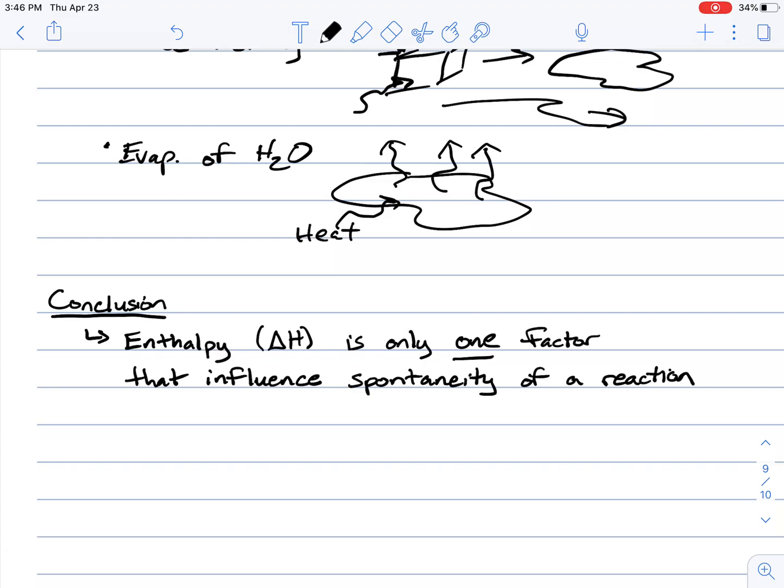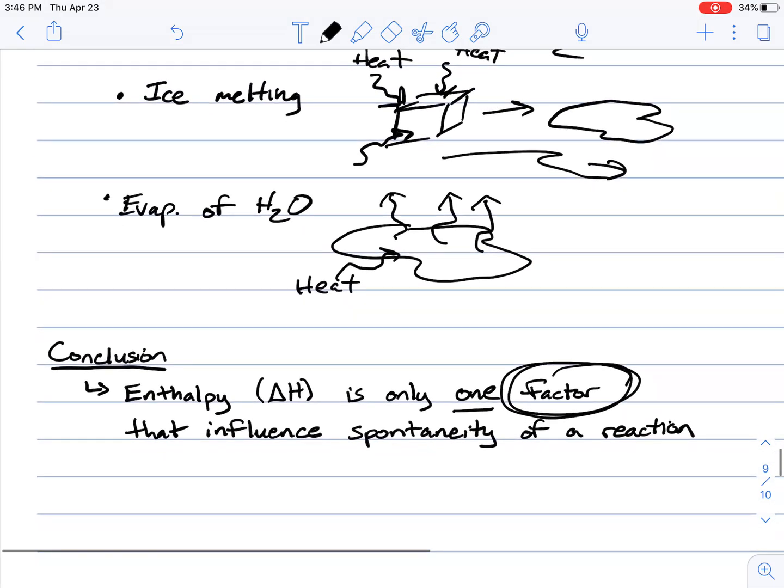So we have to explore other factors that will influence whether or not a chemical reaction is spontaneous or non-spontaneous in the forward or reverse direction. And so I'm going to go ahead and leave the lecture video in suspense, and we'll pick up this concept in the next lecture video.